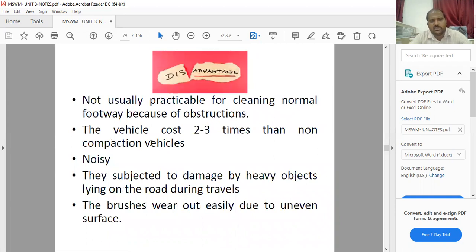The disadvantage of this vehicle is that it is not usually practicable for cleaning because of obstructions. The vehicle costs 2 to 3 times more than non-compactor vehicles. It is very noisy and is subject to damage by heavy objects lying on the road during travel. The brushes wear out easily on uneven surfaces.